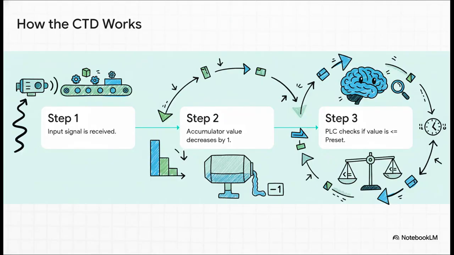The process itself is wonderfully straightforward. First, a signal comes in, maybe a sensor spots a bottle on the line. Second, the current count, which we call the accumulator, drops by 1. And third, the PLC immediately asks itself a question. Have we hit our target number yet? This simple 3-step loop is the engine that drives the whole thing.